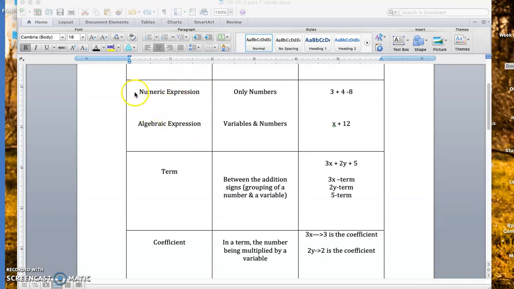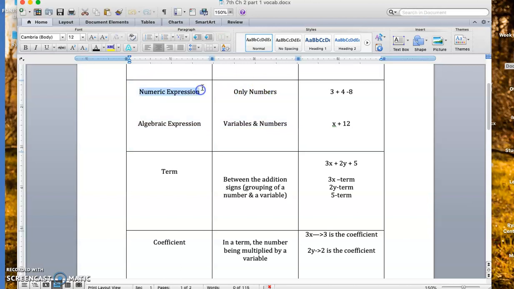Now there are two types of expressions, as you can see here, a numeric expression and an algebraic expression. The word numeric sounds like the word number, and that's exactly what it is. A numeric expression means it only has numbers in it. You will not see variables. So this is an example of a numeric expression. There's only numbers. This is the type of expression you dealt with more in elementary, that order of operations problem: add, subtract, multiply, divide, an exponent, that sort of thing.